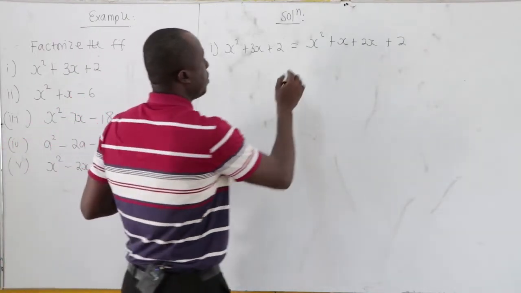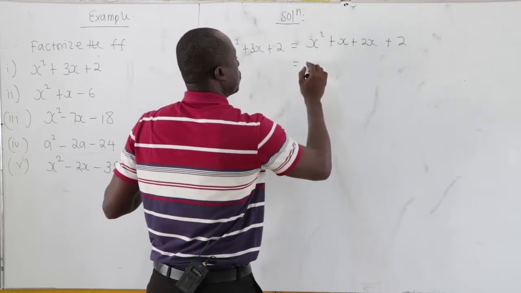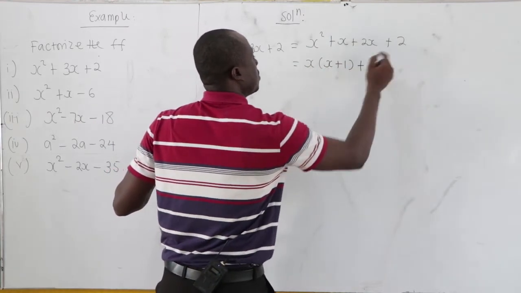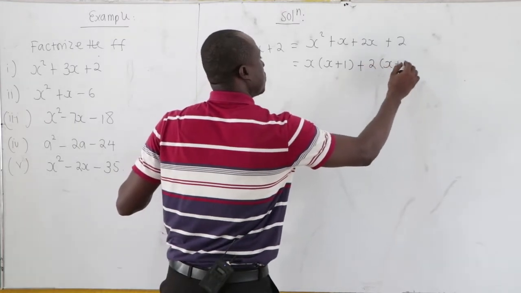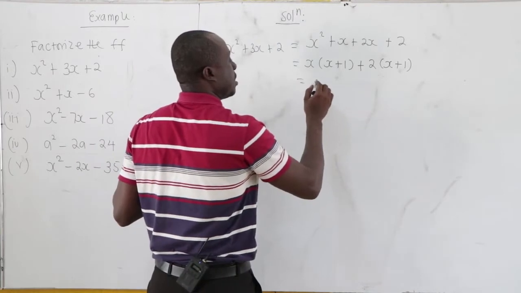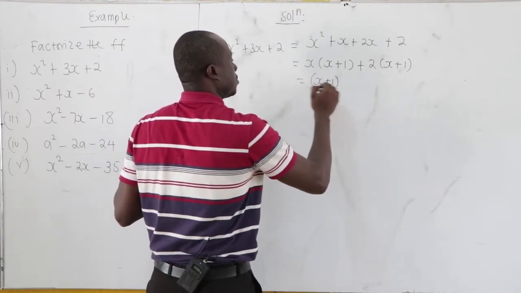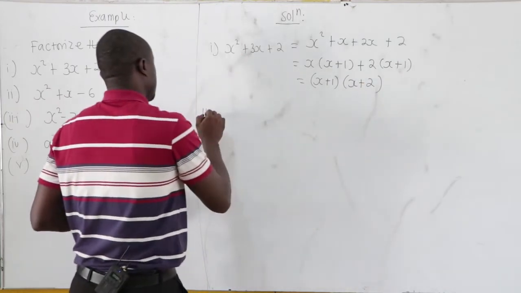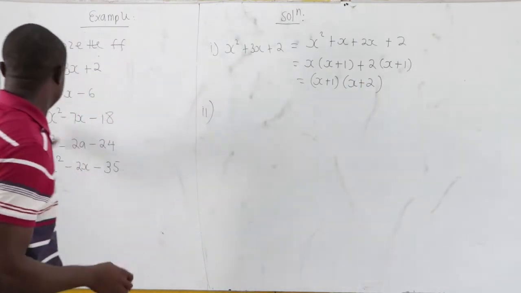Now from here, x is common, so you have x out, x plus 1. And in this part, 2 is common, you have x plus 1. So x plus 1 is common. You factorize that x plus 1 out, and then what do you have here? x plus 2. Now let's see the second one.